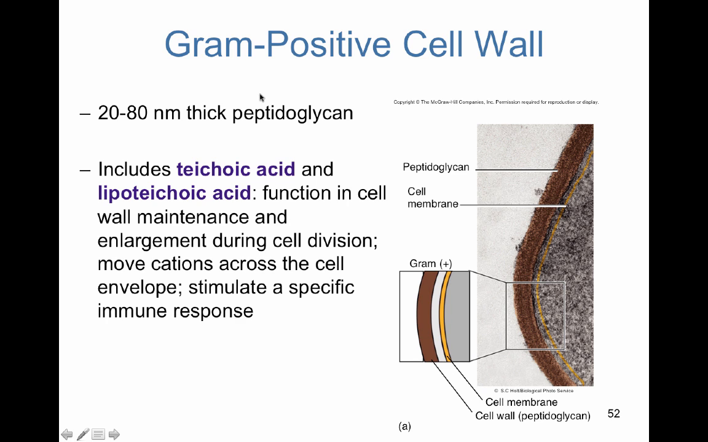The yellow is referring to the cell membrane. Now, gram-positive specifically will also have TA, or teichoic acid, and LTA, or lipoteichoic acid. Both of these function in enlargement and maintenance of the cell wall during cell division. They also move ions across the cell envelope, and they stimulate specific immune responses. So definitely another thing to remember here: teichoic acid, lipoteichoic acid, and gram-positive.